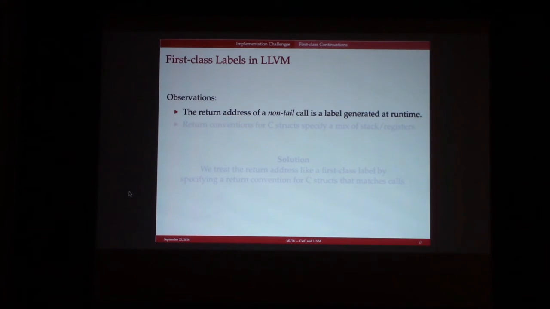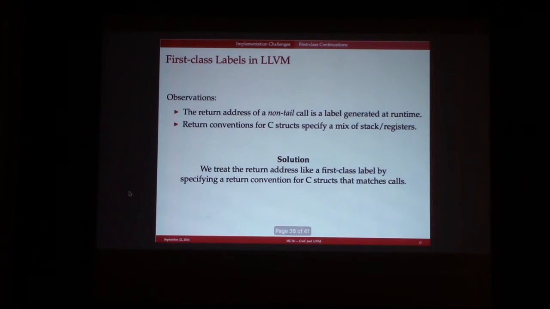Okay. So a couple of observations about how we can get around this problem. The return address of a non-tail call is a label that's generated at runtime. Okay? And LLVM allows us to specify any calling convention we want, and in particular for structs, we can have our own calling convention. And when I'm talking about calling conventions, I mean the locations of the arguments and where they're passed: either stack or register, and which registers in particular. So our trick is we treat the return address like a first-class label, and we get LLVM to generate code that follows the non-tail call that matches the same calling convention as we would have if we were to do a normal tail call to that location in the code.